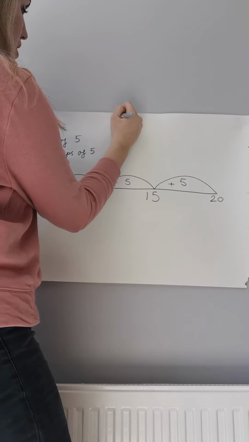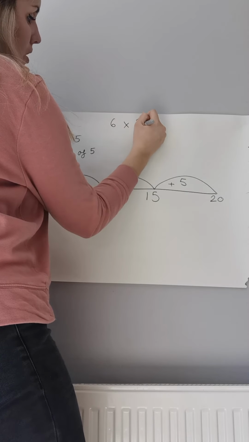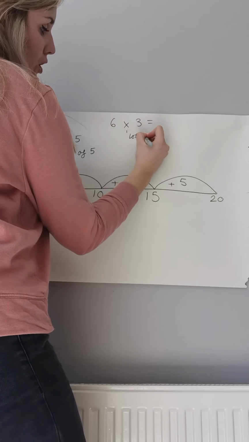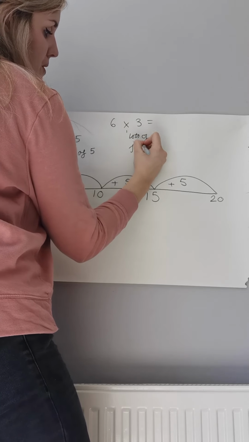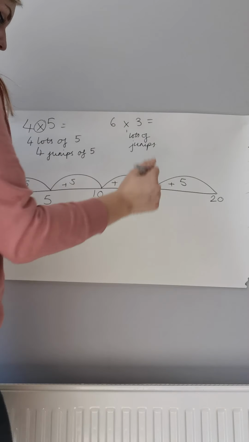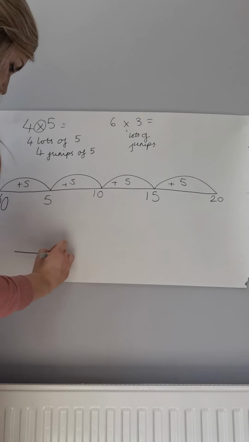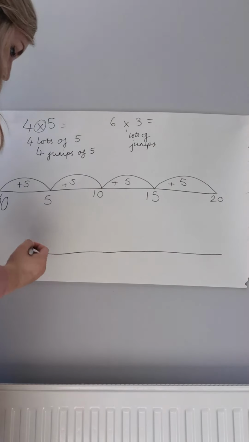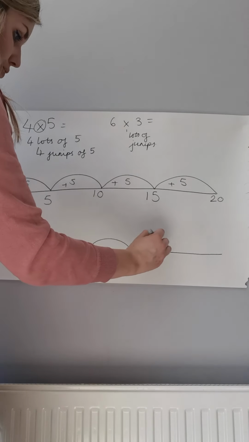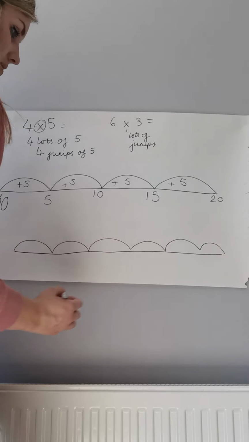Okay, so you could do 6 times 3. Remember, 3 lots of or jumps of. So that means we've got 6 jumps of 3. So I'm going to draw another rubbish number line. There we go. And we've got to fit 6 on there now. 1, 2, 3, 4, 5, 6.